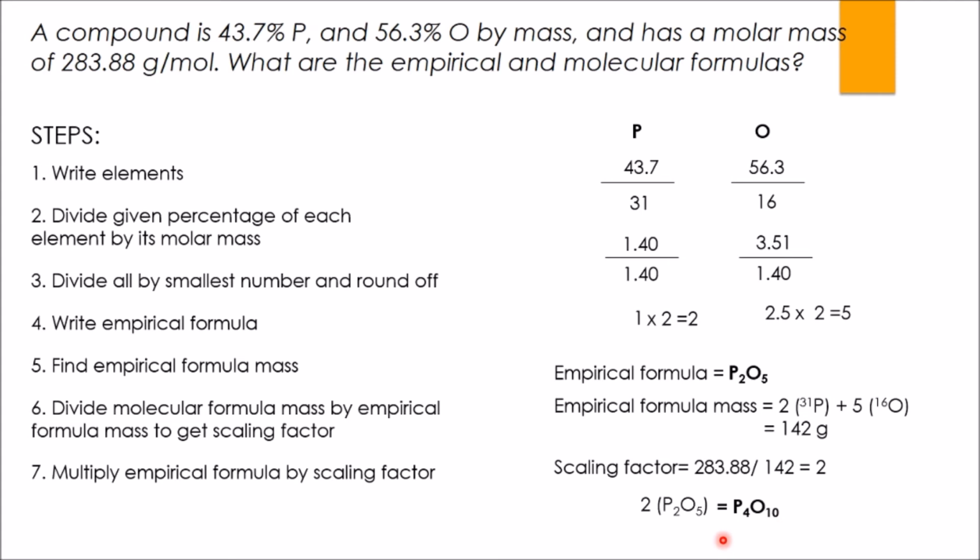So P4O10 that we have found in this way is called the molecular formula. So this is how we get the empirical formula and molecular formula. You need to learn all these steps so that your question turns easy.